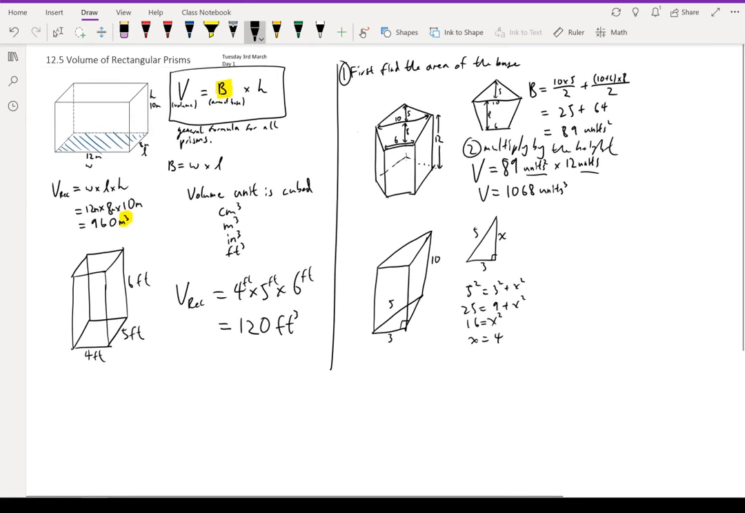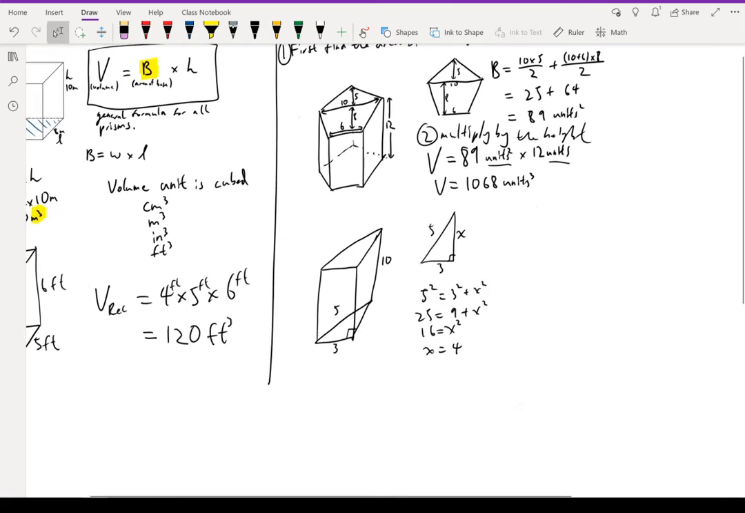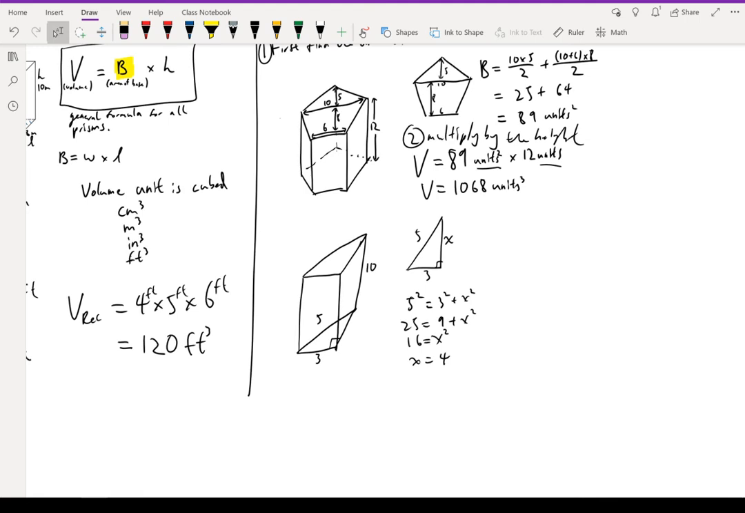So now that we have the measurements of the triangle, the area of the base is equal to 3 times 4 divided by 2. That's base times height divided by 2 of the triangle, which is going to be 3 times 2, which is 6. Let me give them units. Okay, they're all cm now. So that's going to be 6 cm squared.